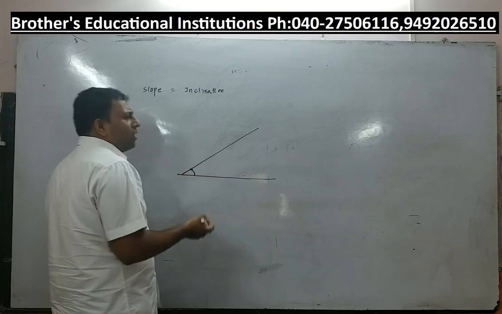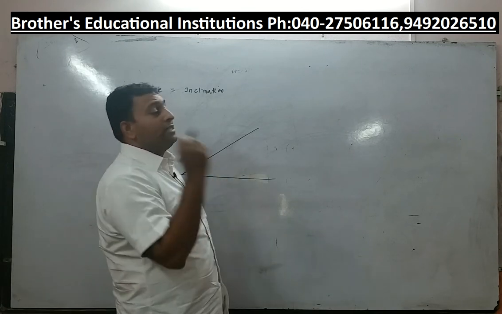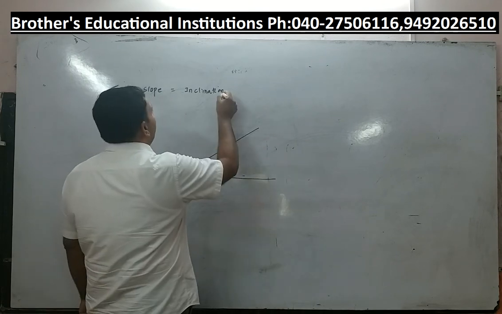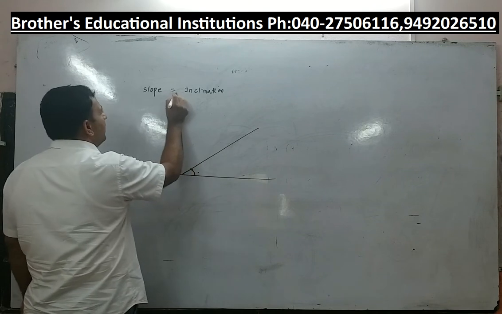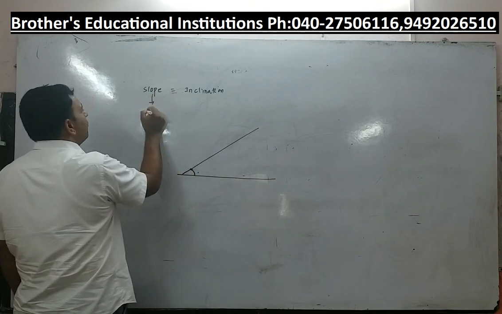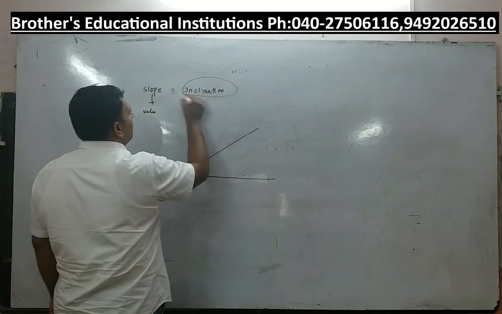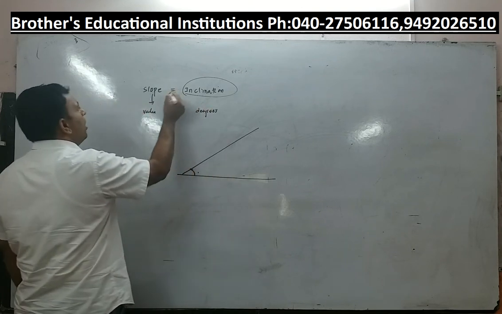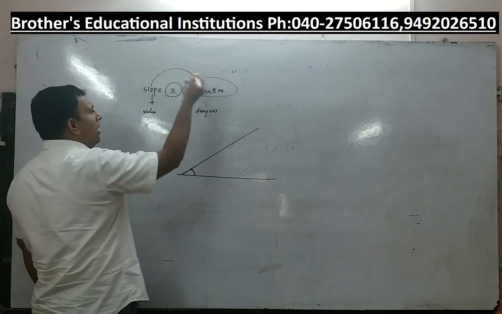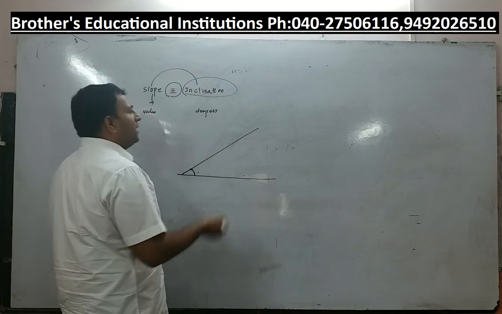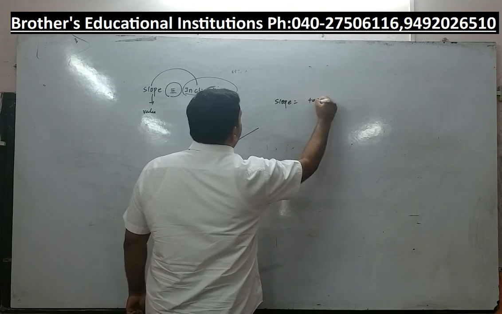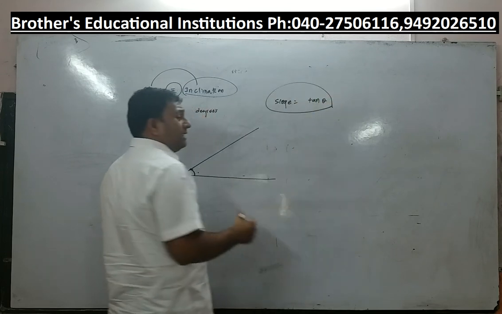But slope is not degrees. Slope is nothing but a value, it's a number. If I ask you inclination, you mention inclination in degrees. The only difference here is slope is a value, whereas inclination you mention in degrees. And I say this is not equal, it is equivalent. Slope is equivalent to inclination. Now what does it mean? The definition of slope is nothing but tan theta.